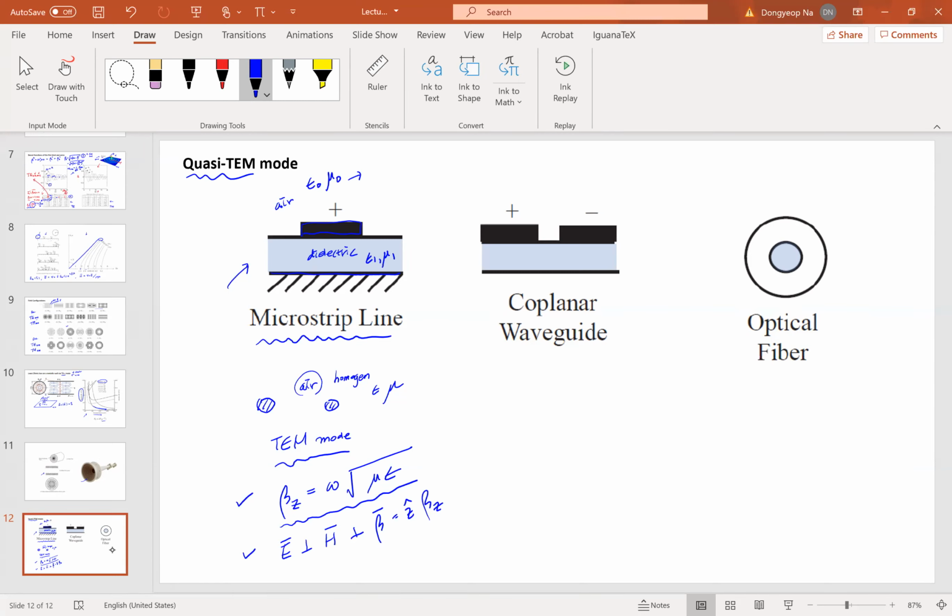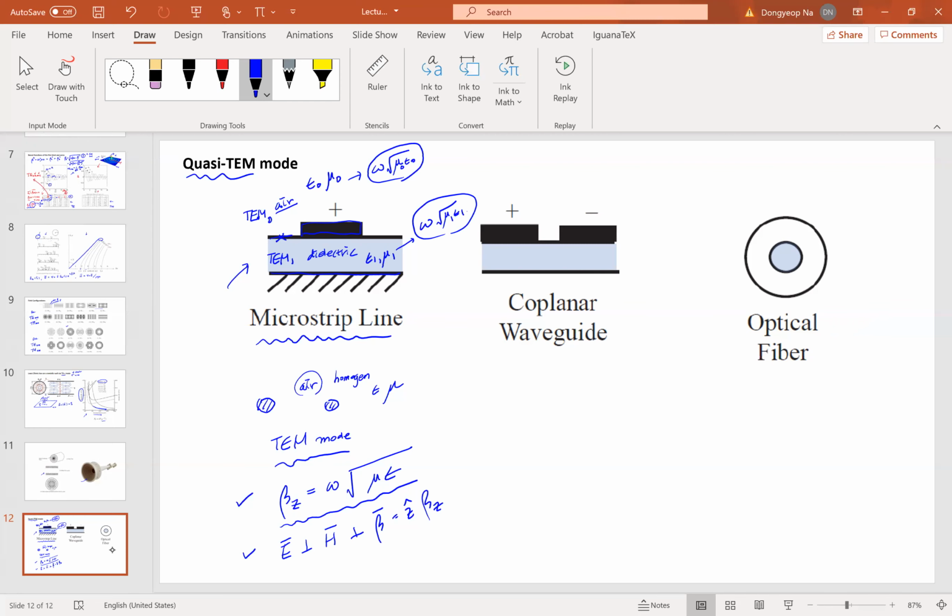The phase velocity of air is gonna be omega times square root of mu naught epsilon naught. This is the propagation constant. And in the dielectric, this is gonna be omega times square root of mu 1 epsilon 1. So if we assume that there is a TEM mode in the air region and another TEM mode in this dielectric medium, propagating with this propagation constant.